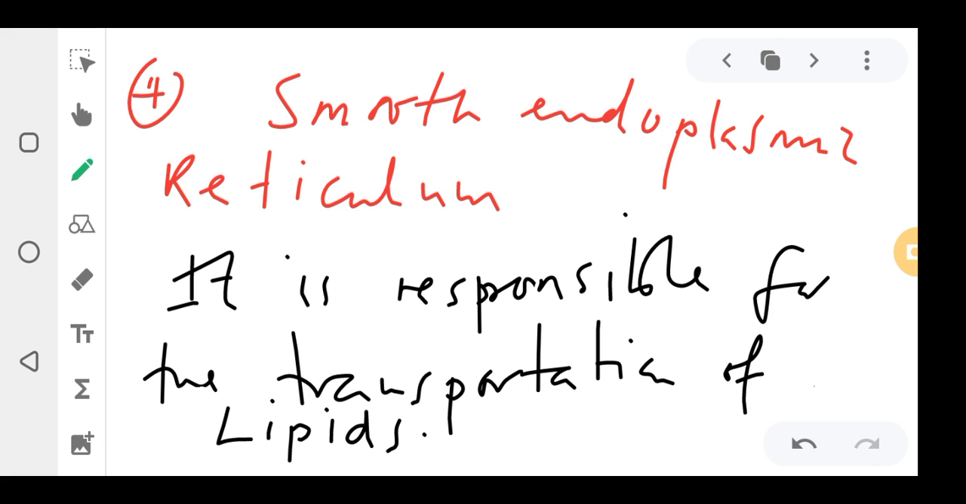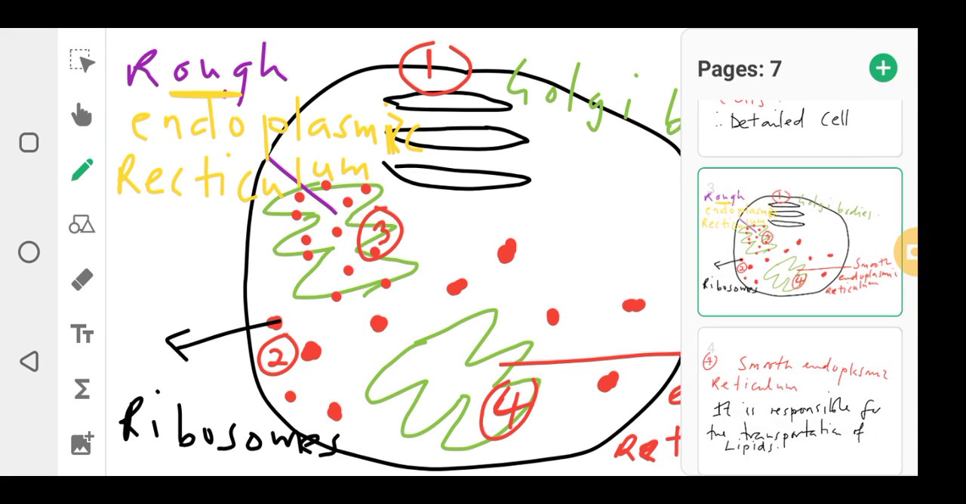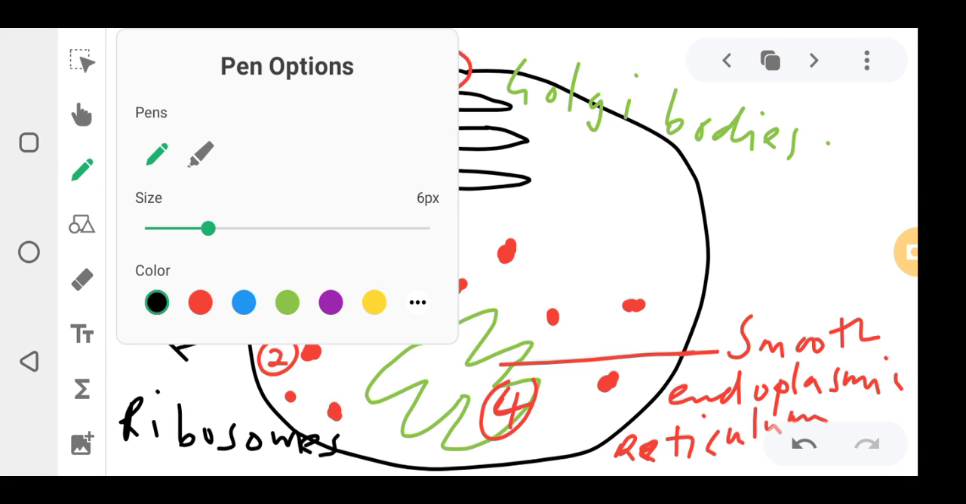So the smooth endoplasmic reticulum transports lipids. It is specific because there are no ribosomes on it, so it can't transport proteins. It only transports lipids. Okay? Yes, it transports lipids.